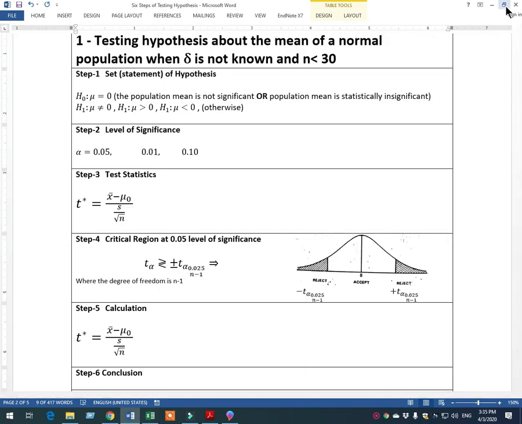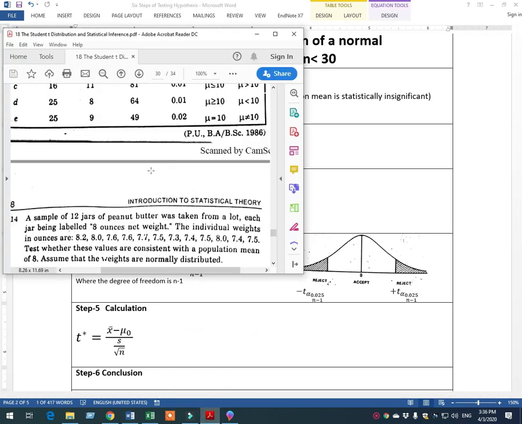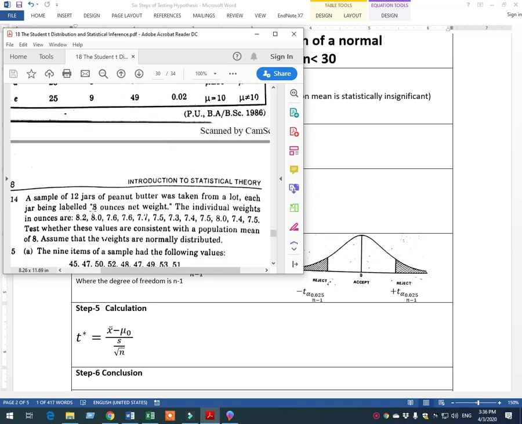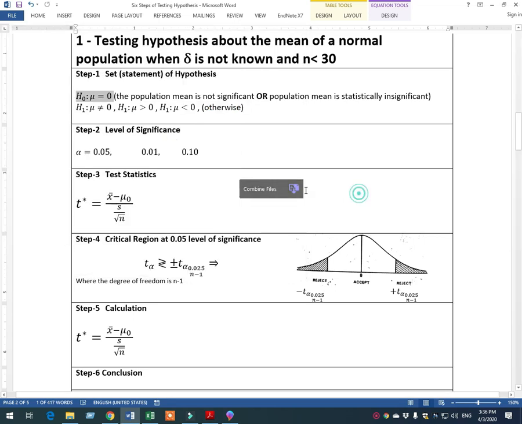Now we just have to follow the procedure, and the first step is setting the hypothesis. We are given the null hypothesis: if you see this, a sample of 12 jars of peanut butter was taken from a lot, each jar being labeled 8 ounce weight. So this 8 ounce can be taken as the population mean. Because the population mean is given, here I will not put the value of 0, I will put the value of 8.